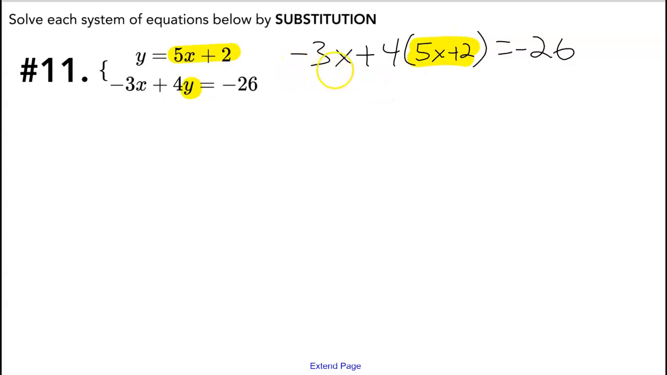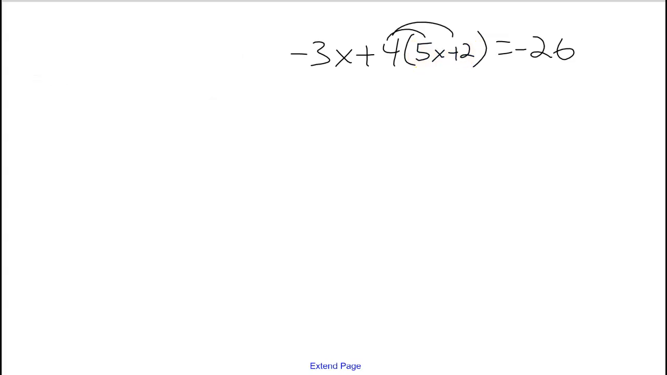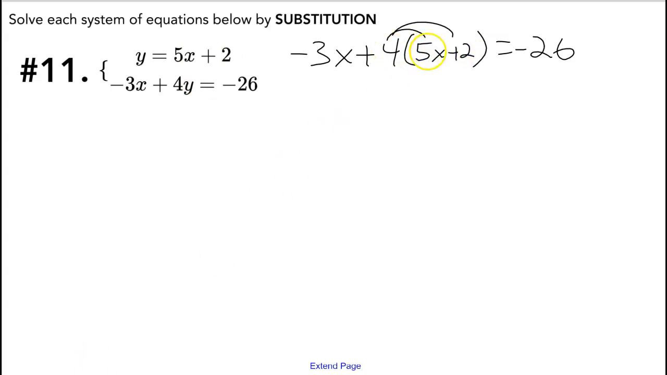So now I have -3x plus 4 times 5x plus 2 is equal to -26. Alright, so the next thing I'm going to do is distribute 4 times 5 and 4 times 2. I like to do the signs, but here it's all positive, so it's just going to be positive. So now I have -3x plus 4 times 5, which is 20x. And then 4 times 2, which is 8.